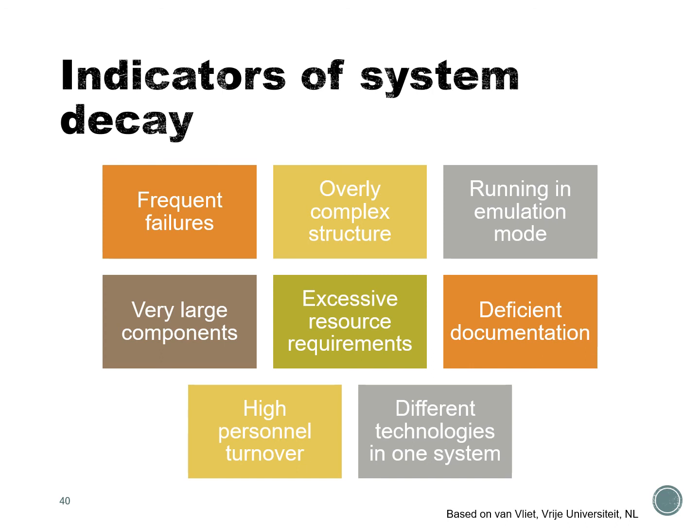And finally, this is a favorite list of mine, because this is something that we get back to several times during this course. Indicators of system decay. Indicators that there's something wrong with our product, or that the product itself is old and getting out of date. It no longer fulfills every requirement. The components become very large. There are frequent failures. It's overly complex. It's running in emulation mode because we no longer have the hardware it originally ran on. There's no documentation.